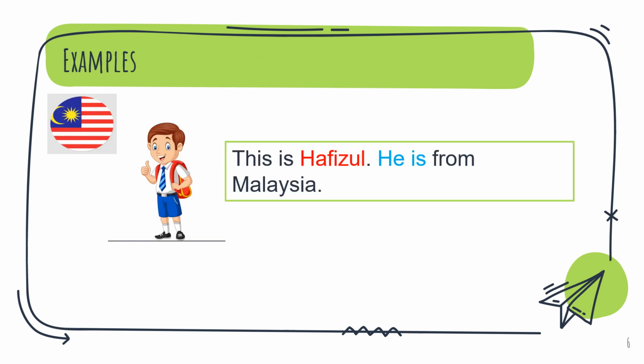Next, let's look at this example. Look at the picture. This is Hafizul. He is from Malaysia. Now look at these sentences. Hafizul is a boy, so that's why we use the subject pronoun he, followed by the affirmative verb to be, is, because it is singular. He is from Malaysia.